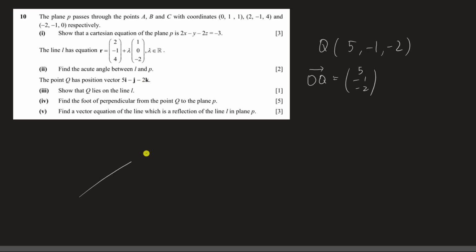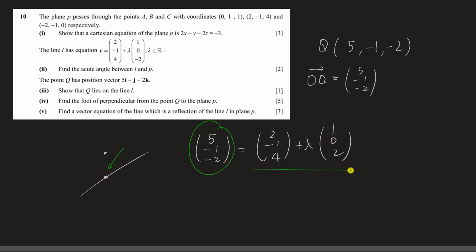If it lies on the line, this is a point not lying on the line. This is a point lying on the line. So if your point lies on the line, then you will be able to find a consistent lambda. What I mean is this. If you try to equate 5, negative 1, negative 2, if your point lies on the line, then you will be able to find a particular consistent lambda.